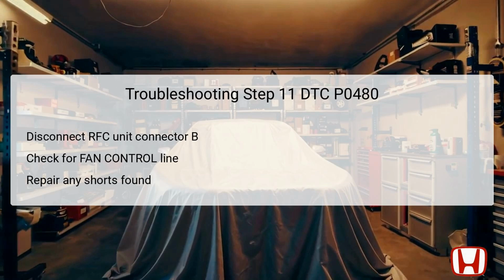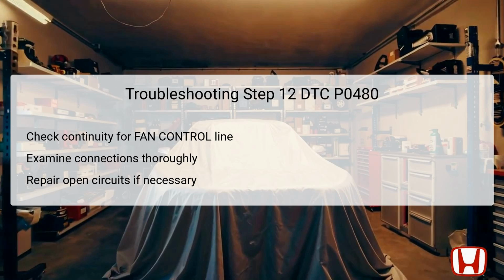If the electrical checks locate no issues, it indicates that the fan control wire is functioning properly, allowing you to proceed in the troubleshooting process toward additional checks. In Step 12, continuity checks are once again required, but this time focused explicitly on the fan control line. Ensure the continuity test is performed with both the PCM connector and the RFC unit connectors disconnected. This method guarantees that no external factors disrupt the test results.